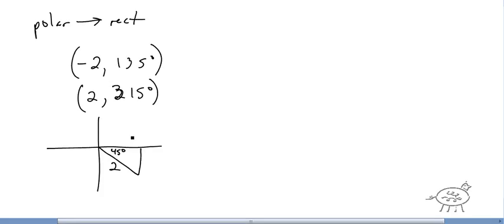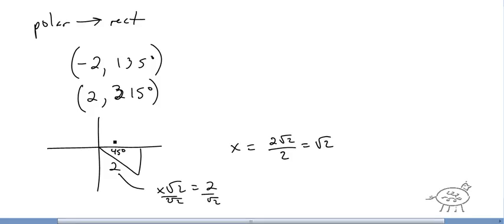Then you could just get your other values here. Remember, it's x root 2 equals 2. So I divide both sides by root 2. So x equals 2 root 2 over 2, after rationalizing, and that's just the same thing as root 2. So these guys are root 2, and that's root 2. Of course, that's negative, and that's all I need. I need my x and y value. So the answer to this problem is root 2, negative root 2.